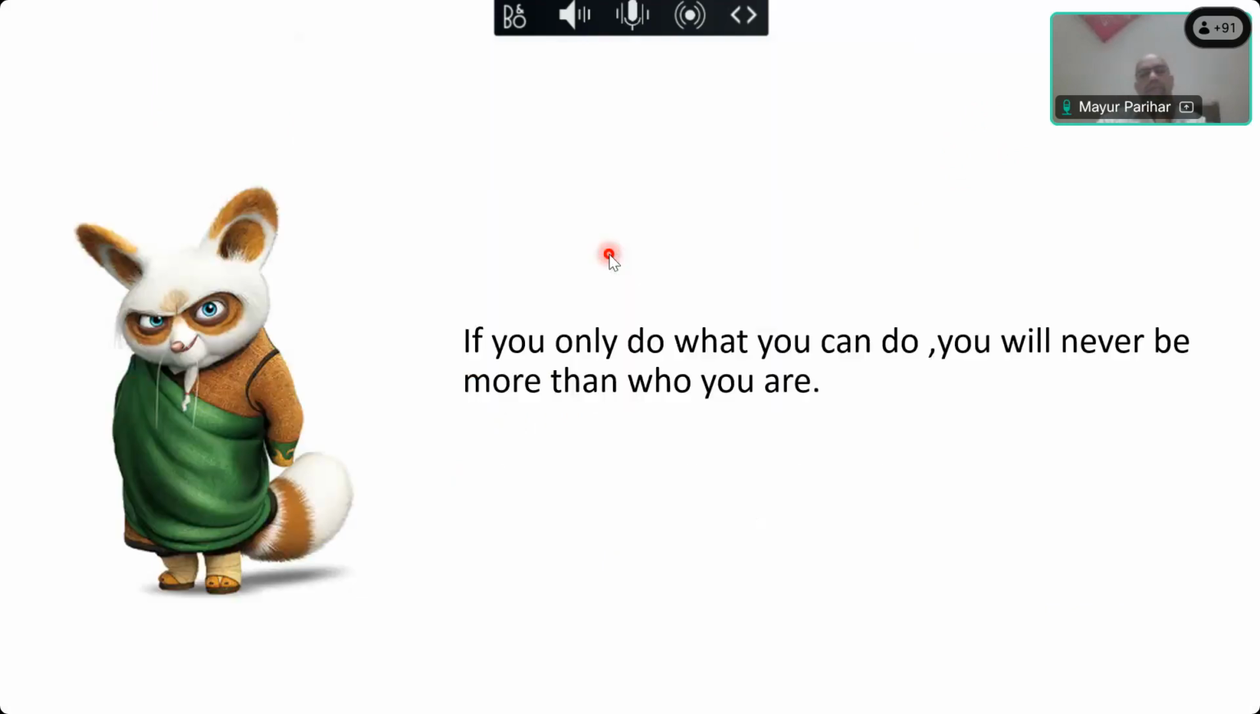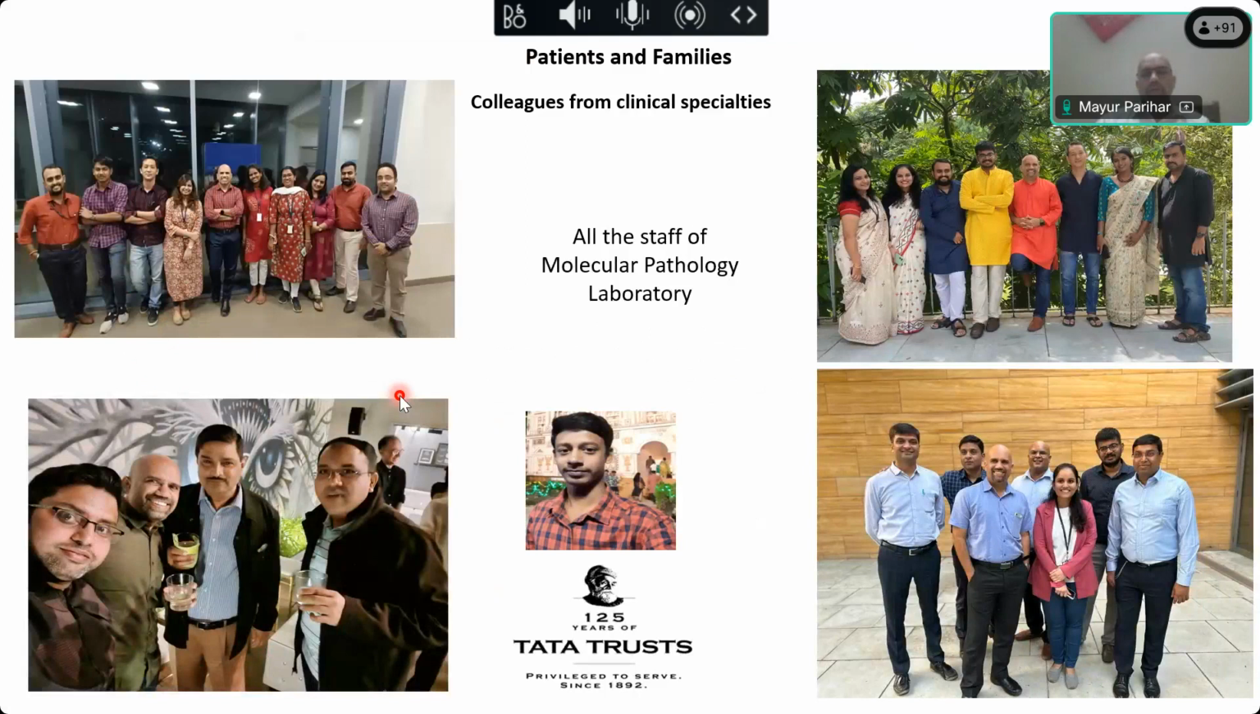So, Kung Fu Panda is my favorite movie, and I don't know how many of you have seen it. Master Shifu always says there that if you only do what you can do, you will never be more than who you are. So, of course, you have to keep stretching yourself, set stretch goals, try to learn new things, and implement them in your day-to-day practice. With this, I would conclude my talk.